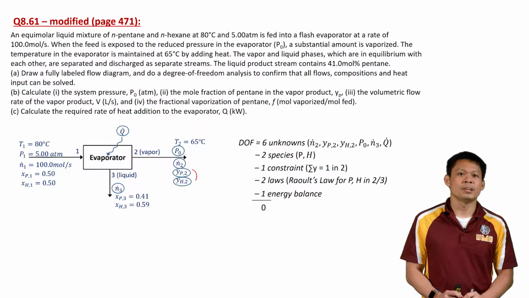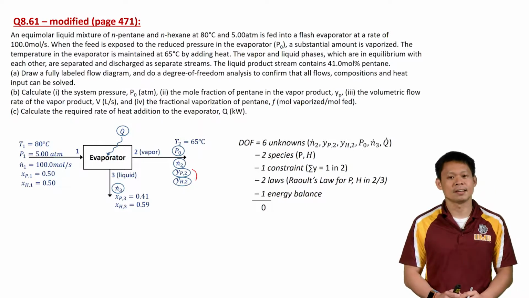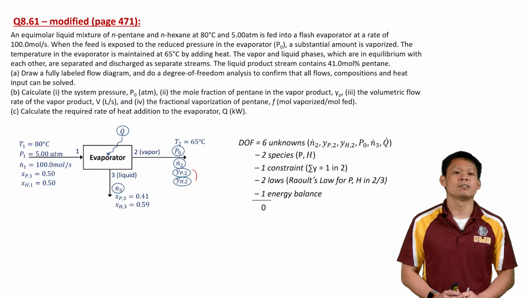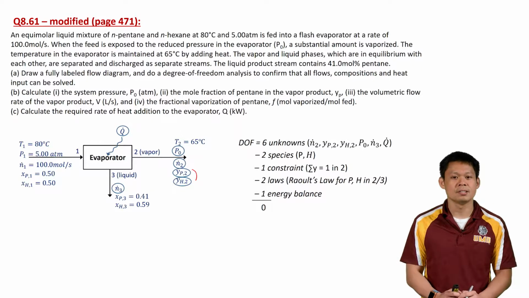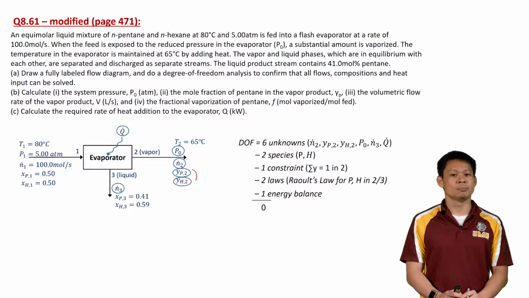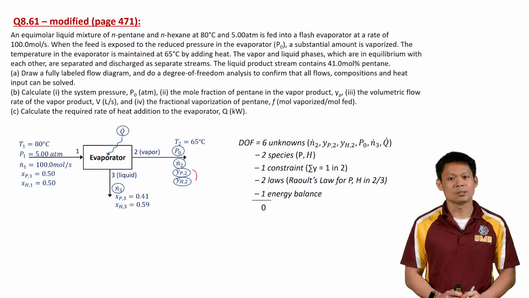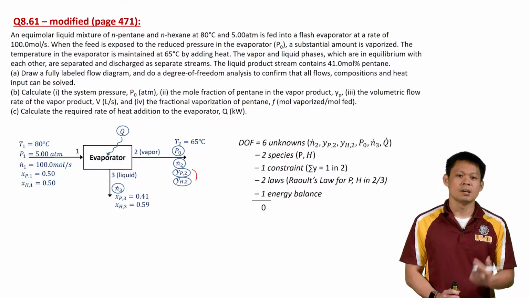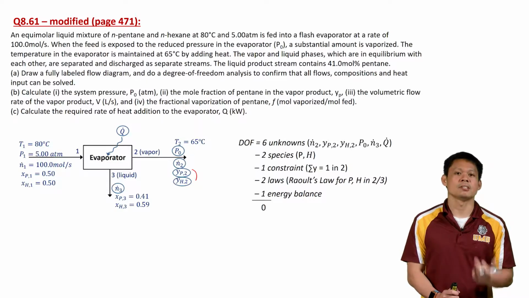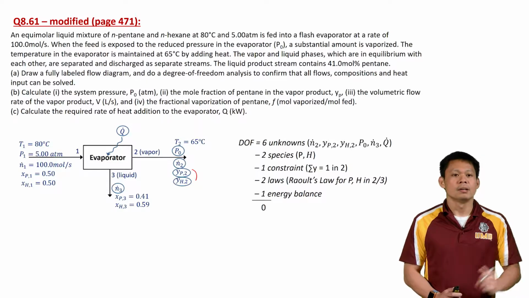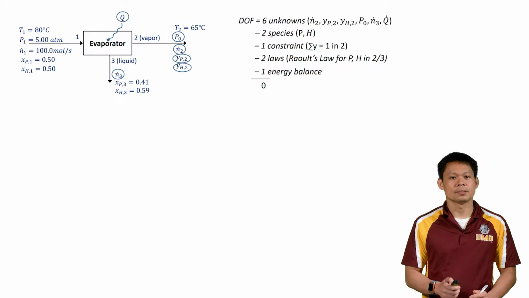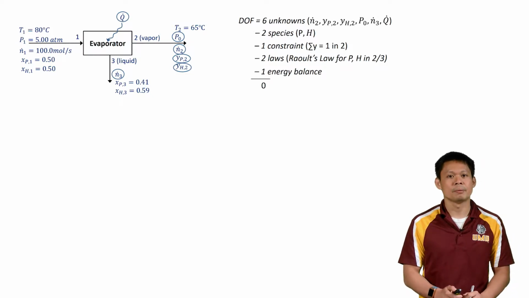We have vapor-liquid equilibrium for 2 different species, our pentane and our hexane. So we have 2 Raoult's laws we can write, for pentane and hexane. And lastly, to calculate our Q, we can write one energy balance. That will give us a degree of freedom of 0. So we're going to solve for our 6 unknowns using 2 balances, 1 constraint, 2 Raoult's laws, and 1 energy balance.